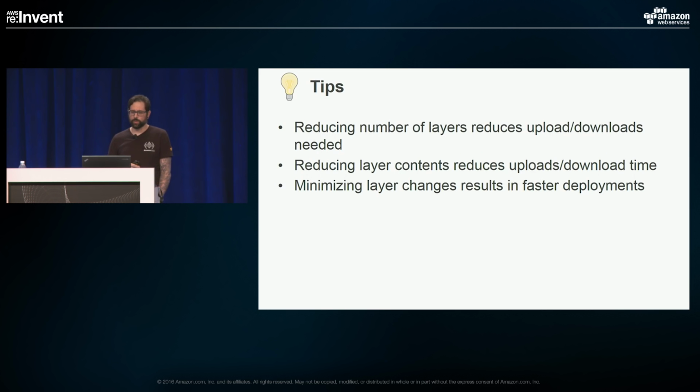So the takeaways, now that we understand how our APIs work, is that reducing your number of layers reduces the number of uploads and downloads that you have. And reducing the actual contents reduces that upload-download time. And every single time you minimize those layer changes themselves, we can actually get faster deployments. So if that one last small little layer is the only thing you've changed in your application, and you're deploying very, very frequently in your CI system, you're going to get much faster deployments if you just spend a little bit of time going through your Docker images and figuring out what's going on in there.